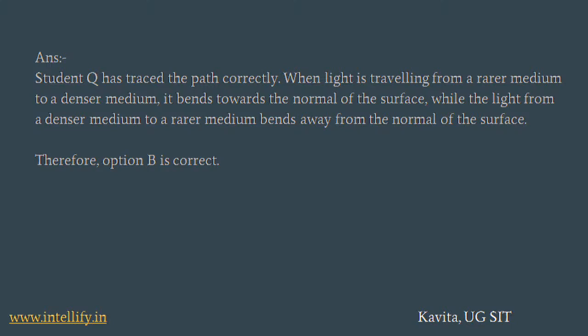When light travels from a rarer medium to a denser medium, it bends towards the normal of the surface, while when the light travels from a denser medium to a rarer medium, it bends away from the normal. In the first case, light travels from air to the prism, that is from rarer medium to denser medium, and when it comes out, it travels from denser medium to rarer medium, that is from prism to air. In this way, student Q has traced the path correctly.